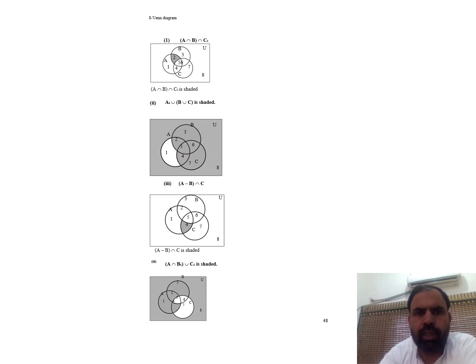In this slide, I am trying to show more Venn diagrams. A intersection B intersection C is listed. A union B union C is shaded. Here in this diagram you can see all the shaded region. A minus (B intersection C), you can see this area. A minus (B union C) is shaded here in this diagram.